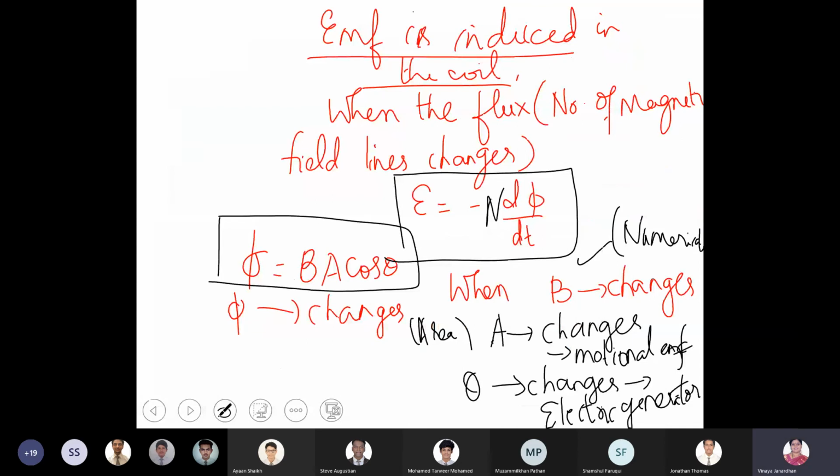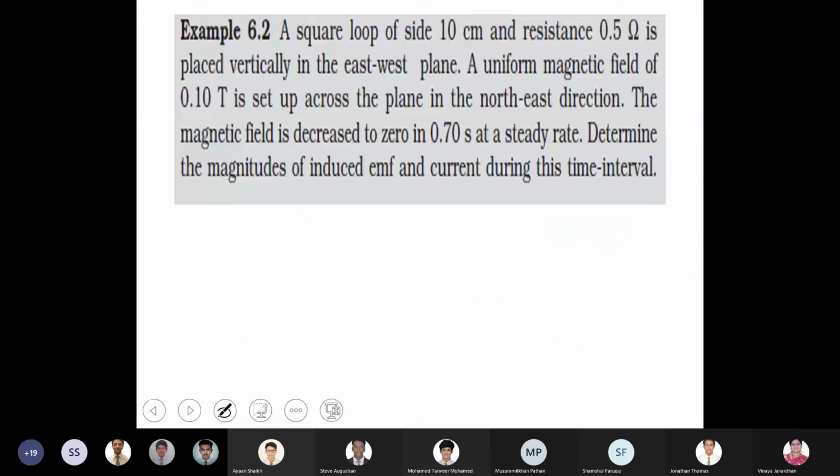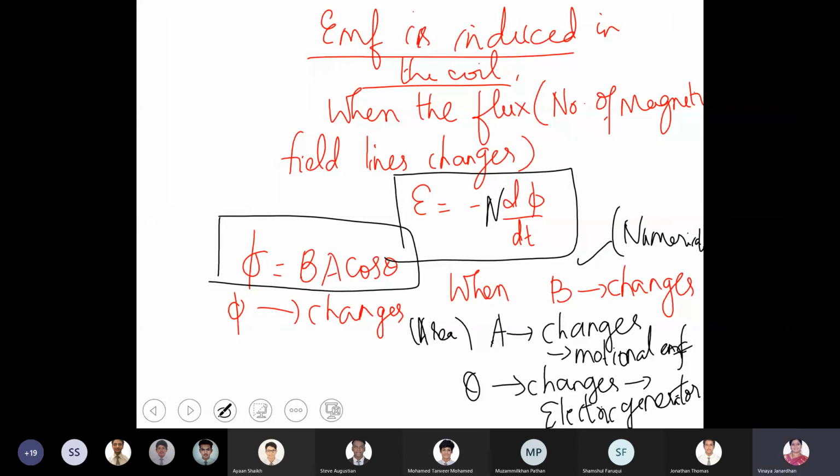Okay, boys. Now, one thing you have to be very clear about. Your EMF is equal to minus N into d phi by dt. N is the number of turns of the coil. Your magnetic flux phi is equal to BA cos theta, where B is the strength of the magnetic field, A is the area of the coil, theta is the angle between A vector and B vector. Now keep this in mind, boys. Your flux phi will change either B has to change, or the area of the coil has to change, or theta has to change.